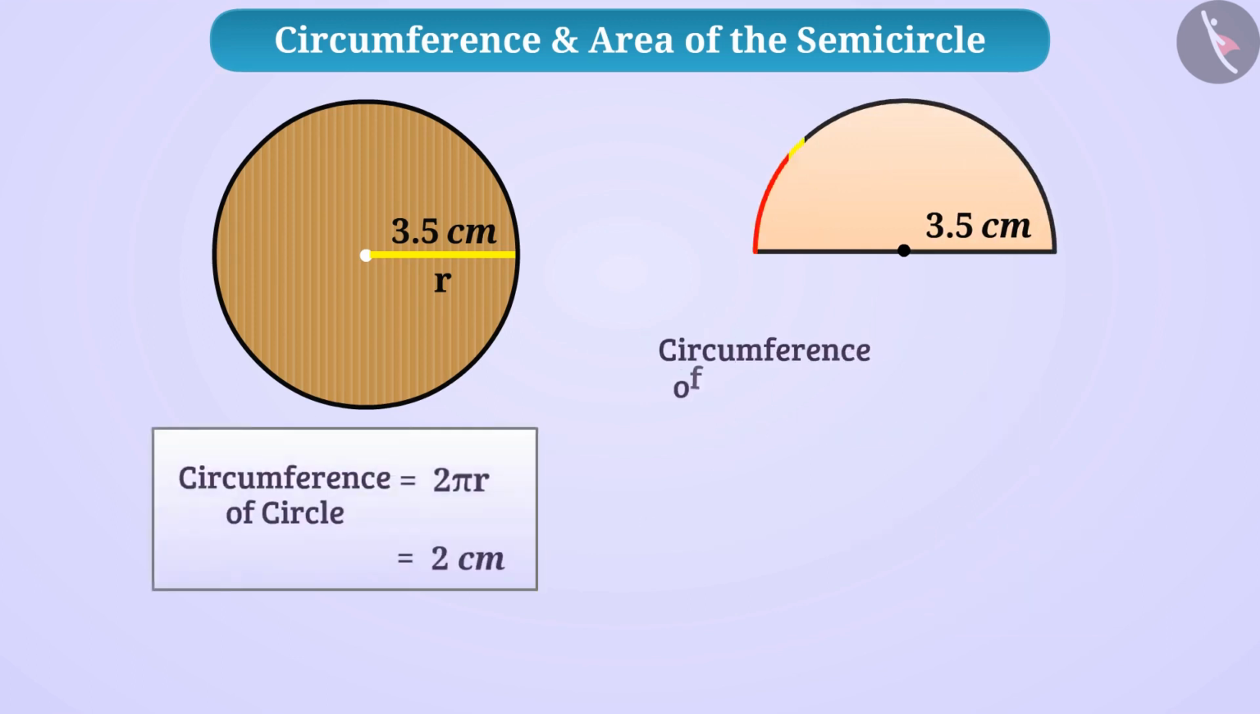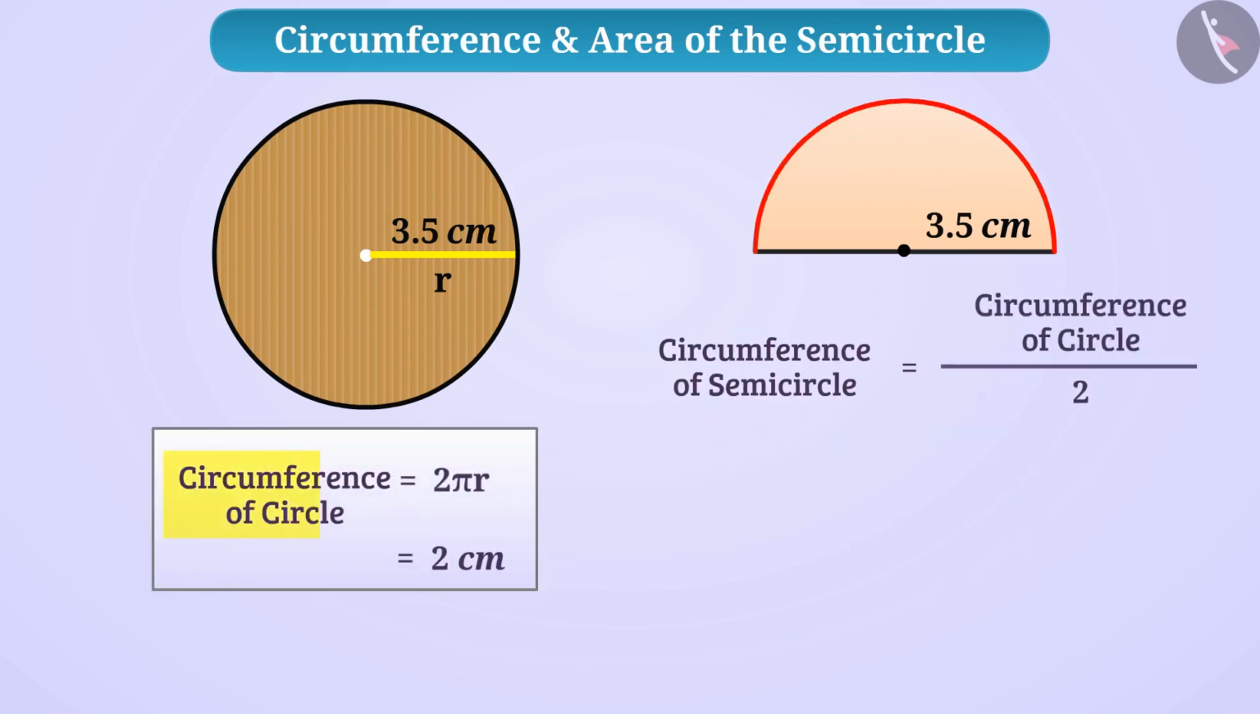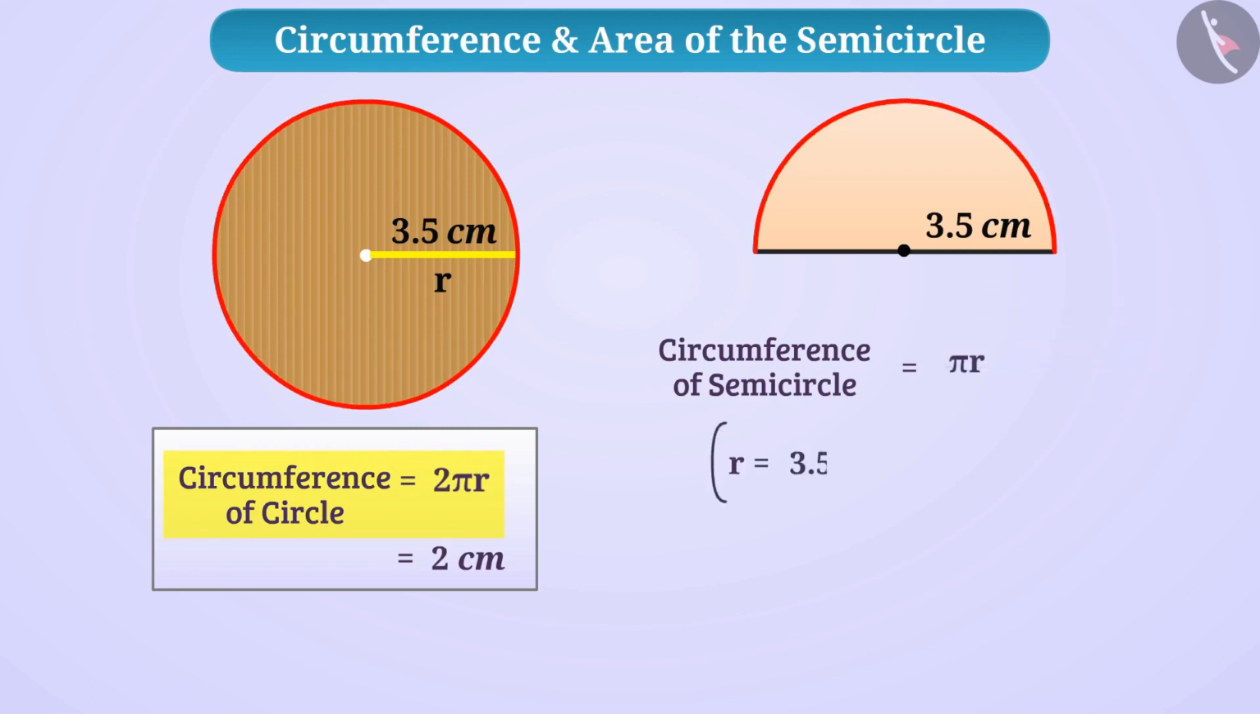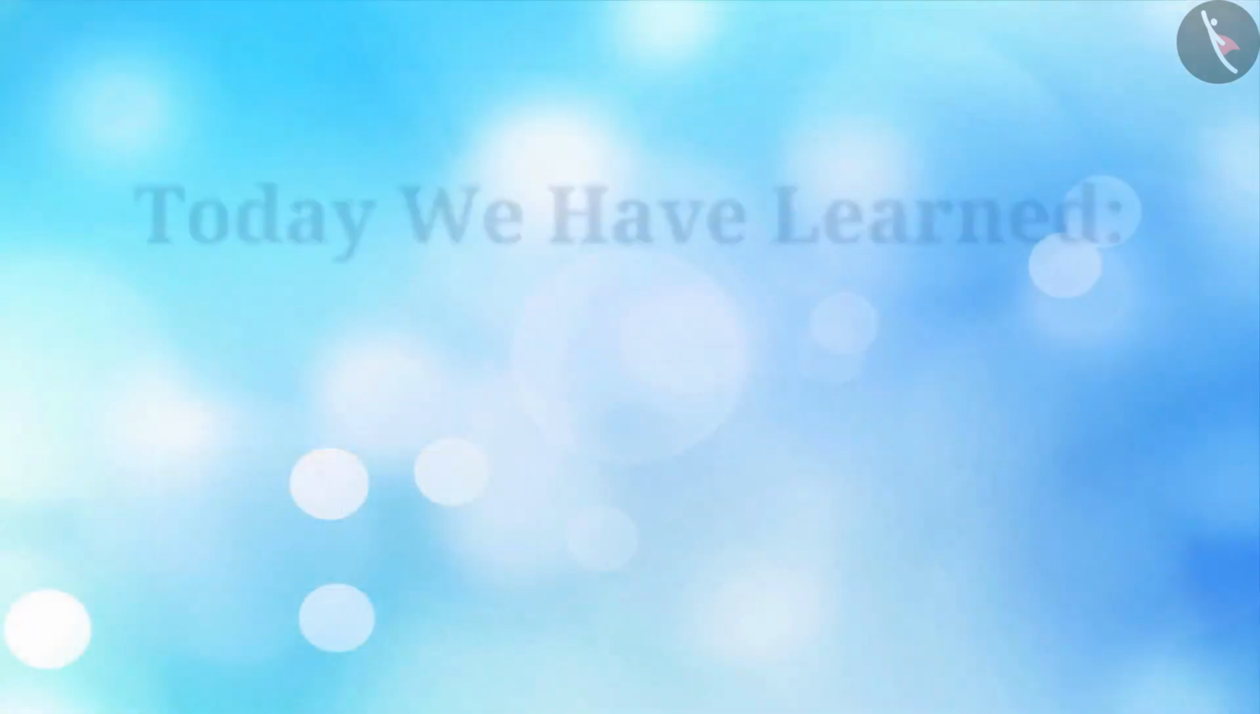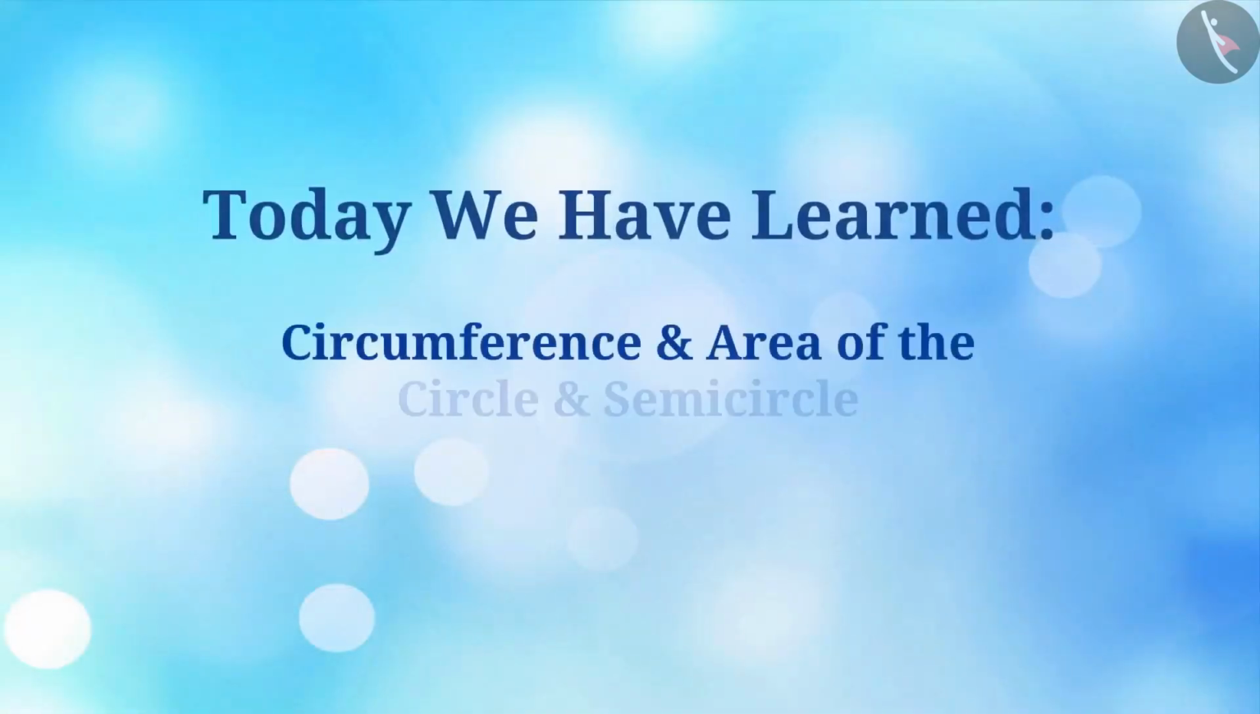Similarly, the circumference of the semicircle is half the circumference of the circle. So, the circumference of the semicircle will be pi r. In this way, by taking r equal to 3.5 and pi equal to 22 by 7, we will get the circumference of this semicircle as 11 centimeter. Today we have learned the circumference and area of circle and semicircle. In the next video, we will see some examples related to this.